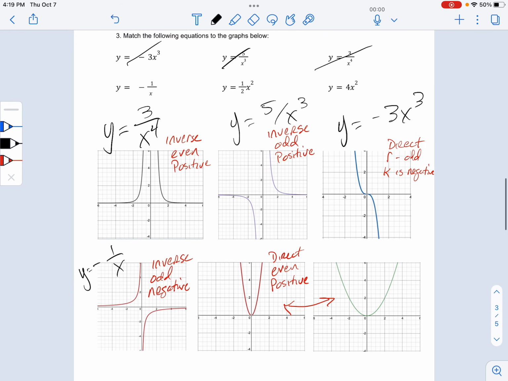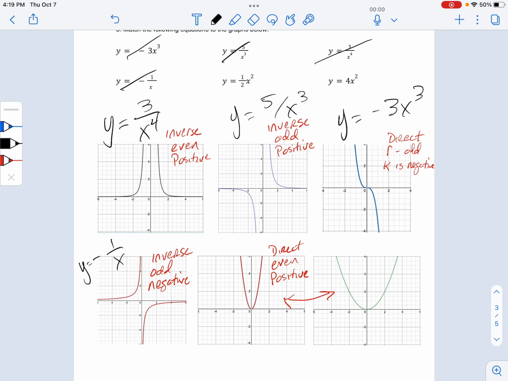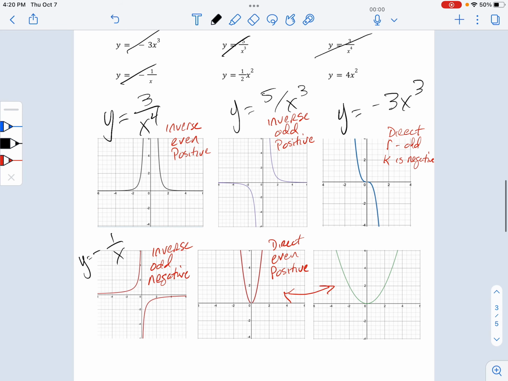And then these final two, remember the more narrow one has the higher K value. That's going to make it stretch and grow faster. So this one has to be y equals 4x squared, and this one has to be 1/2 x squared.